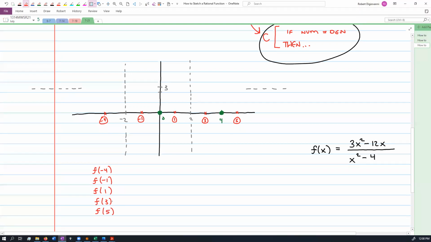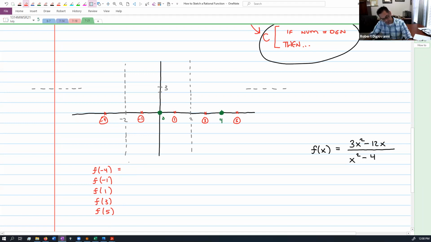Sorry, I started on f of -4, but I didn't fully finish that one yet. I'm kind of scared of this step. Okay, well, let's go through it. Let's write it out first. It's 3 times the -4 squared, minus the 12 times the -4, over the -4 squared and then -4. Is that okay? Just replacing all your x's with -4s?